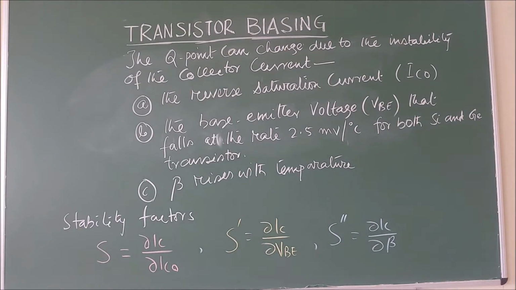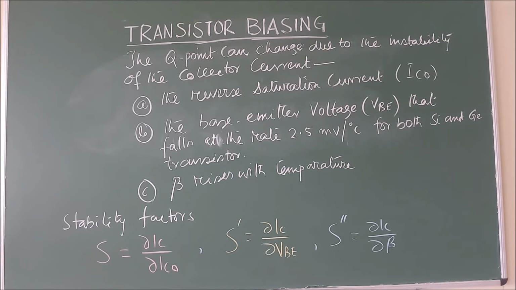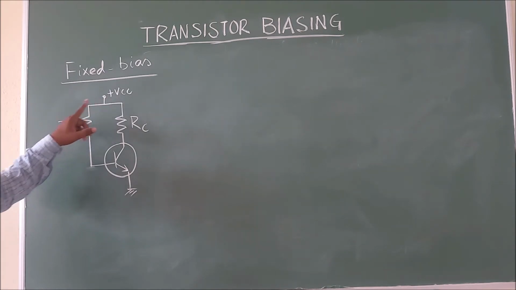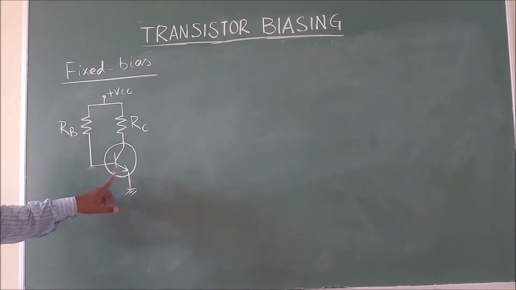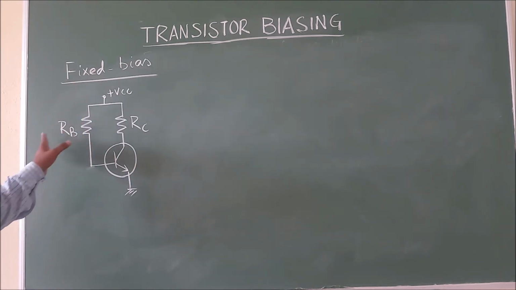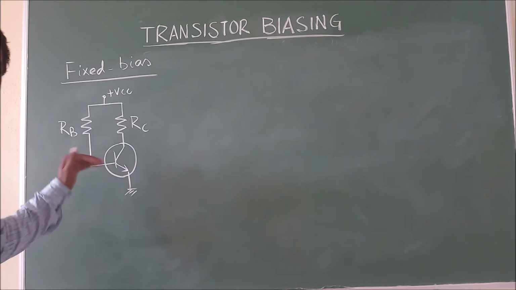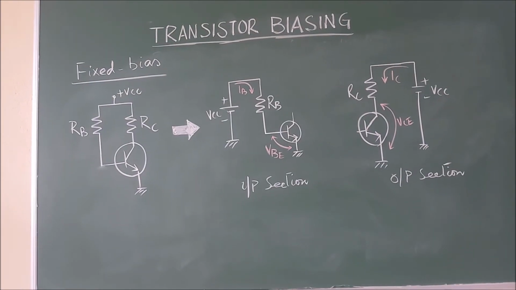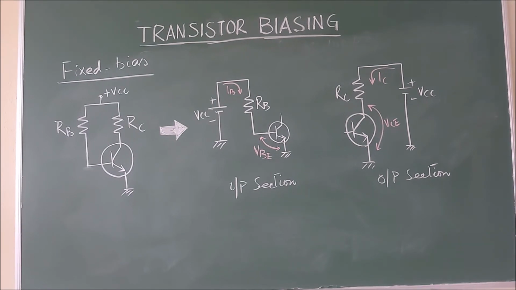Okay. Now we will explain the biasing methods one by one. Now this is the fixed bias circuit. We have used an NPN transistor, and VCC is the source, with RB and RC connected to the transistor. For simplification, we split this circuit into two parts: one is the input section, another is the output section. So let's draw these two parts. Now the same circuit is drawn in two parts, the input section and the output section.